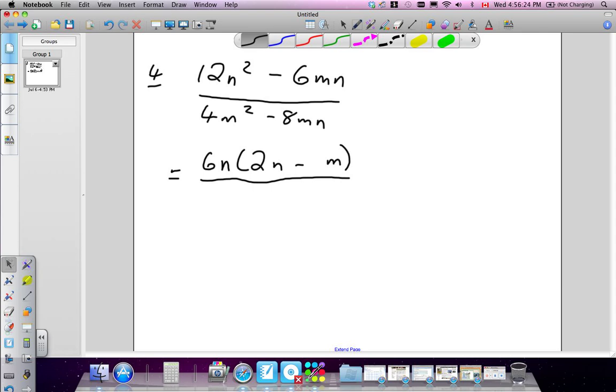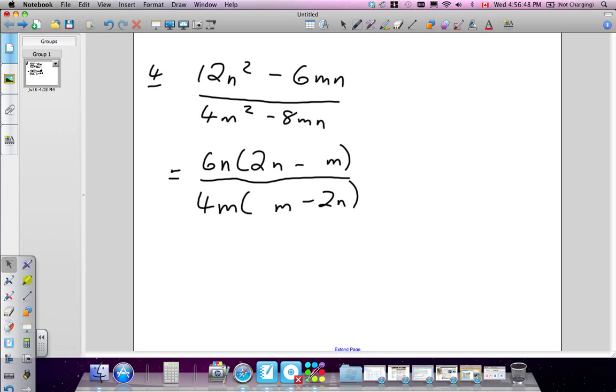Same idea in the other one. The only difference is we'll take 4m out of this one. So we take 4m out, we're left with 2m. Isn't it 1? Oh, jeez. I've had a long day. 1m and minus 2n.